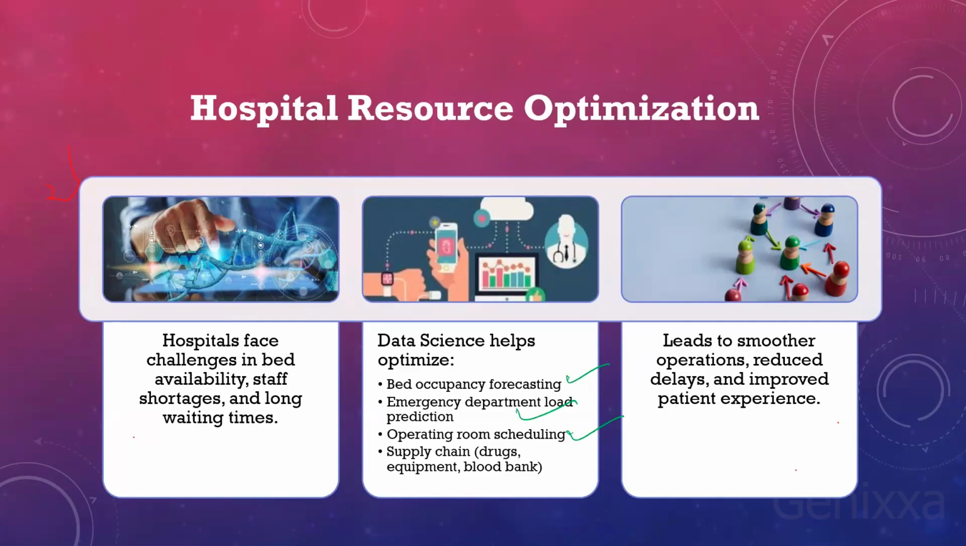And similarly, supply chain management, which is one of the most essential things for hospital resource management, because we have several critical items there, so we need to manage drugs, equipment, blood bank, etc. They should all be fine on a regular basis, so that we can treat patients well, especially in emergency cases. So AI or data science can help us lead smoother operations while reducing delays, and at the same time improving patient experiences throughout the chain.